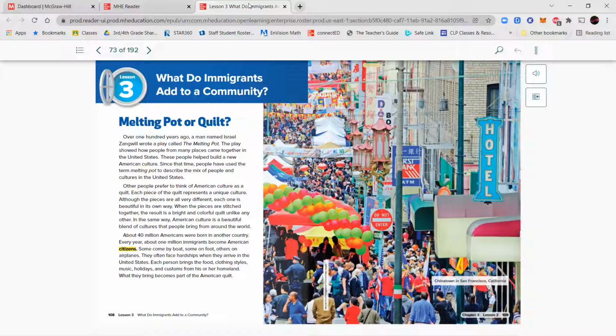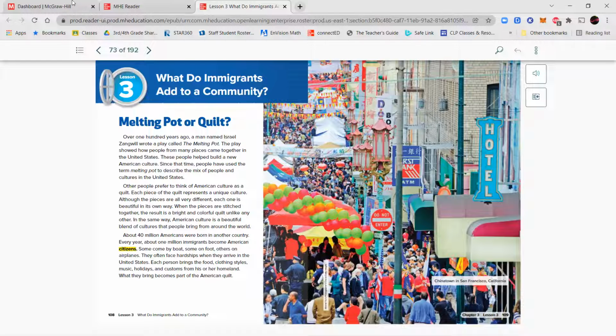About 40 million Americans were born in another country. Every year, about 1 million immigrants become American citizens. Some come by boat, some on foot, others on airplanes. They often face hardships when they arrive in the United States. Each person brings food, clothing styles, music, holidays, and customs from his or her homeland. What they bring becomes part of the American quilt.